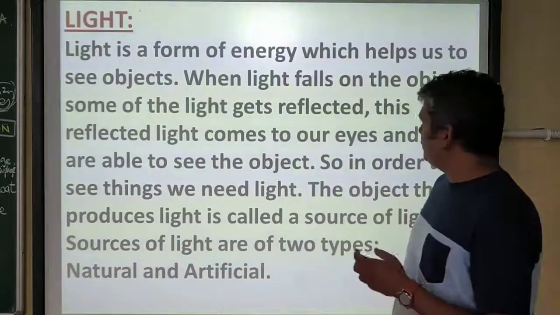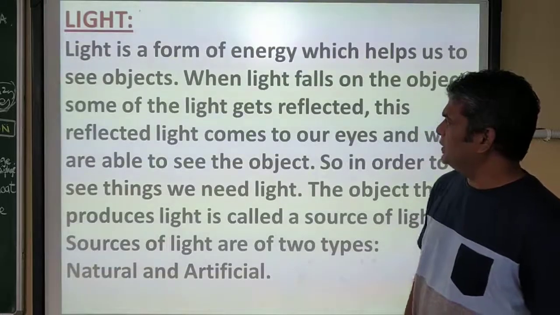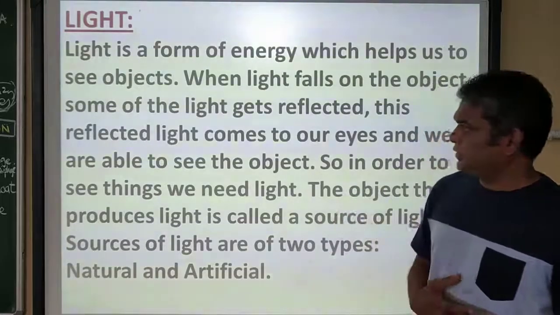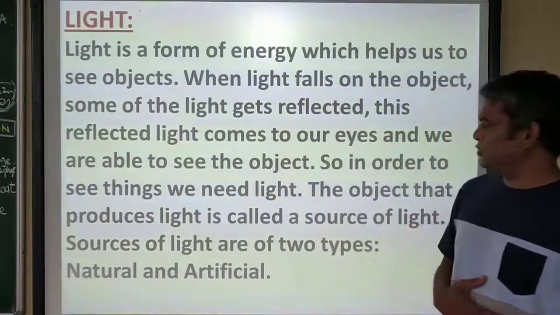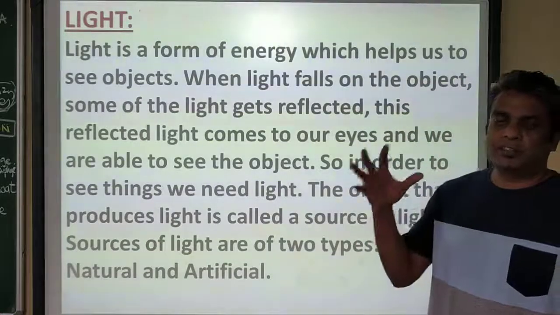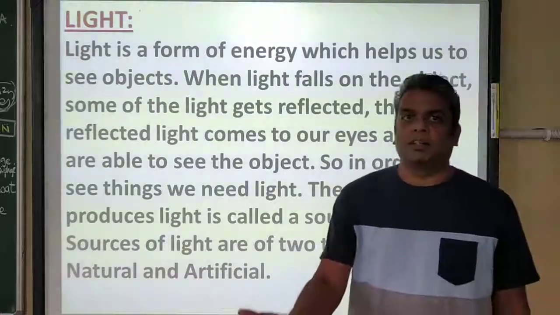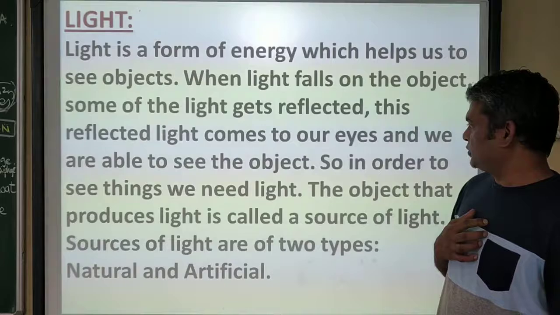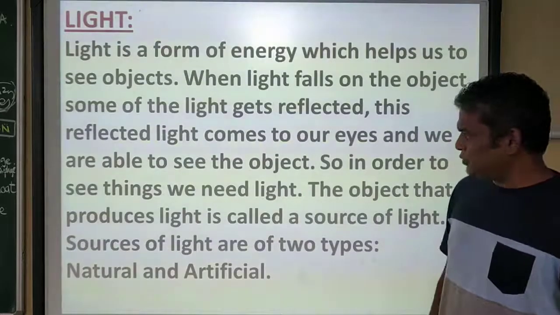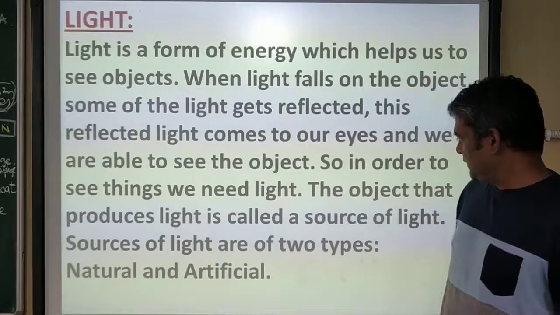When light falls on the object, some of the light gets reflected. This reflected light comes to our eyes and we are able to see the object. So when light falls on the object and that reflected light comes to your eyes, we are able to see. So in order to see things, we need light.